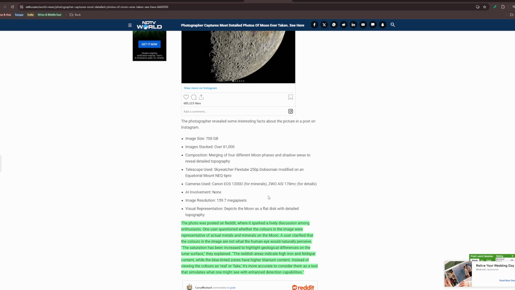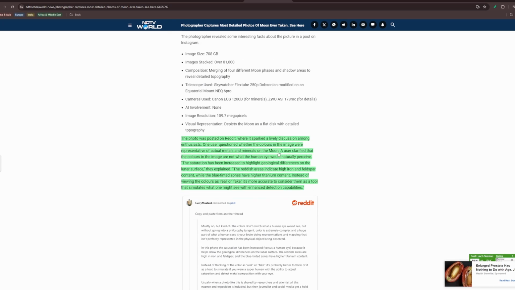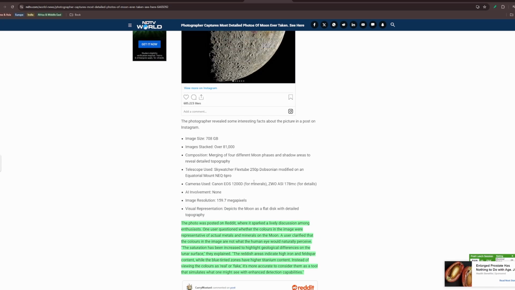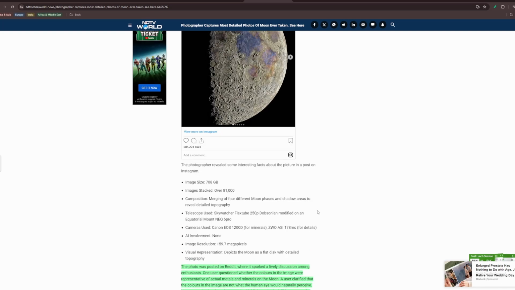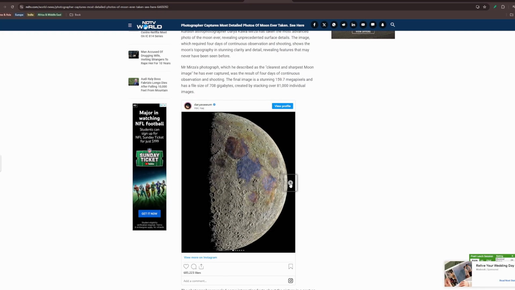Because the pictures that we get from JPL are like 2 megapixels. You remember when I was saying that? It was like 2 to 20, maybe 20 max. This guy has a 159 megapixel picture of the moon. And so I'm hoping that we will get more stuff like that in the future.